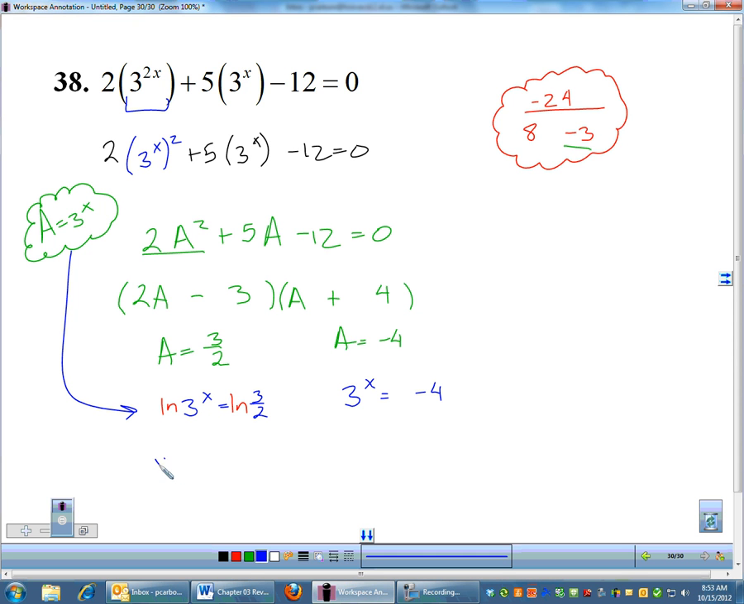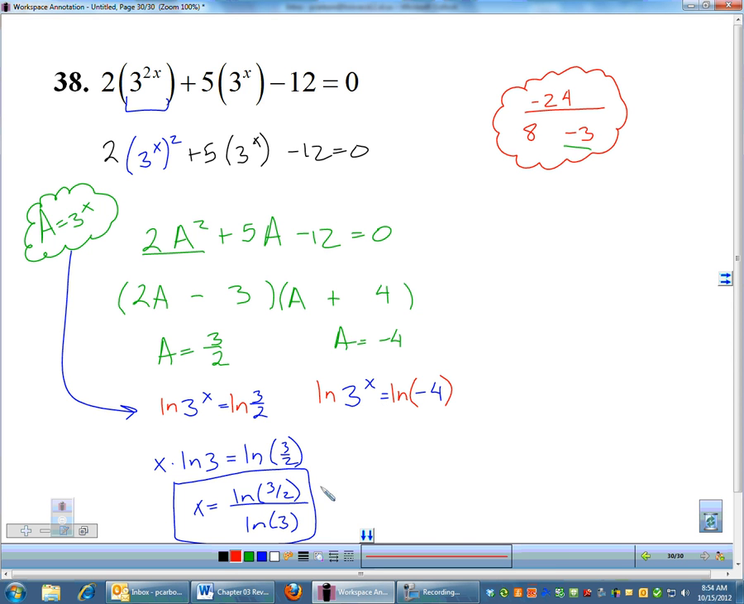That gives me x times the ln of 3. I can pull that x down. It's equal to the ln of 3 halves. And then I'll divide by ln 3. So x equals ln of 3 halves, all divided by natural log of 3. And there's one answer. This one, if I take the ln of both sides, ln of 3 to the x equals ln of negative 4. And you cannot take the natural log of a negative number, so I'll automatically note this one will not work. The only answer is ln 3 halves over ln 3. And I think that's it.